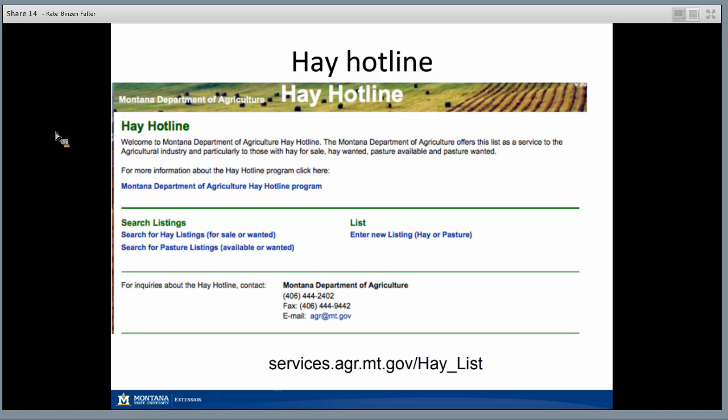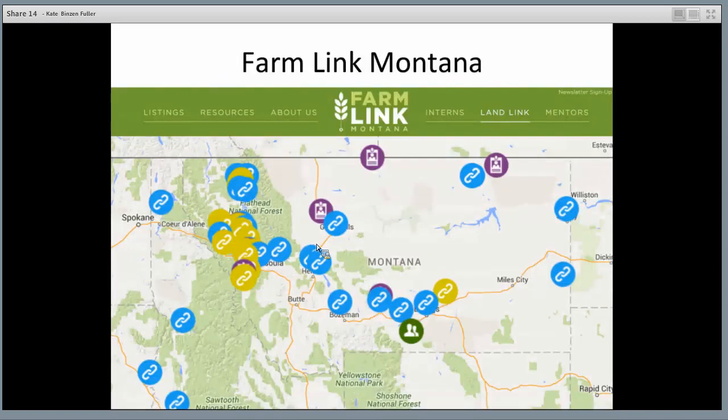So here you can see you can find hay listings for sale or wanted and pasture listings available or wanted, and it's by region of the state. There's usually a few things up there. It varies a lot over the course of the year, so if you don't find something now, maybe put a want ad up and see what you get and check back.